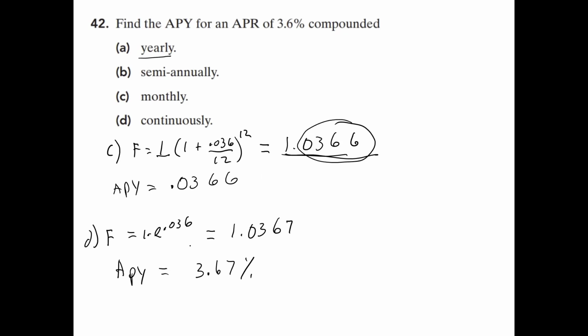And so the point of the APY is so that you can compare apples to apples. You compare the effective yield. If they change the terms on you, you can see which one's a better rate.